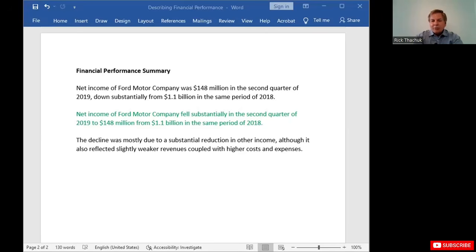Let's try one more. We'll continue to look at Ford Motor Company, although this time we'll look at an updated income statement, and I will leave you completely on your own to see how you can go through there and describe financial performance in a written summary. That is the object of our next and final lecture.